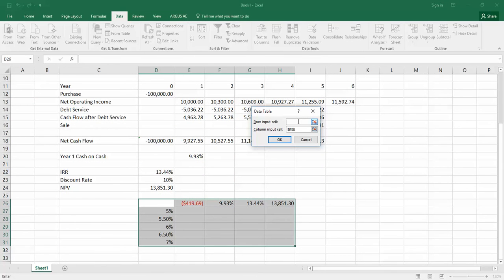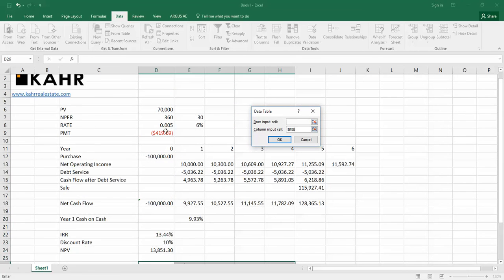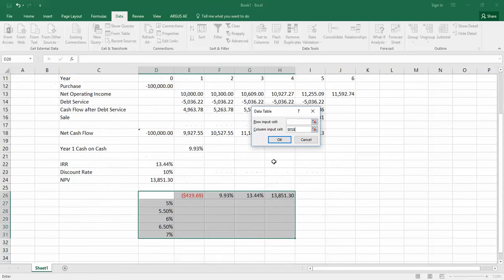Now this confuses people, the fact that the row input cell is blank. It's kind of a trick question. If you're used to two variable data tables, you give it two variables. In a one variable data table, when it says, what's the input along the row? Well, the row does not consist of inputs. The row is just a bunch of formulas. So the row input cell is blank. The column input cell, that's E8, the interest rate.